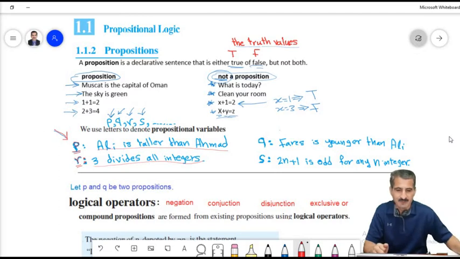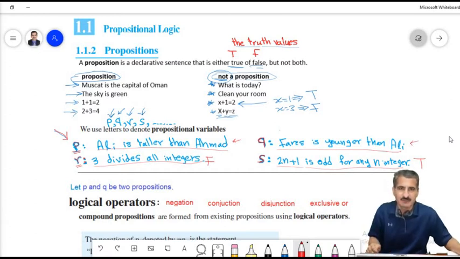Or q. We will denote by the letter q the following proposition: Faris is younger than Ali. We don't know, it might be true or false, but it has to take one of them, so we call it a proposition. We can decide at the end. s represents the following sentence: 2 times n plus 1 is odd for any integer. This is true. For the other ones, we need to know who Ali and Ahmad are to decide.